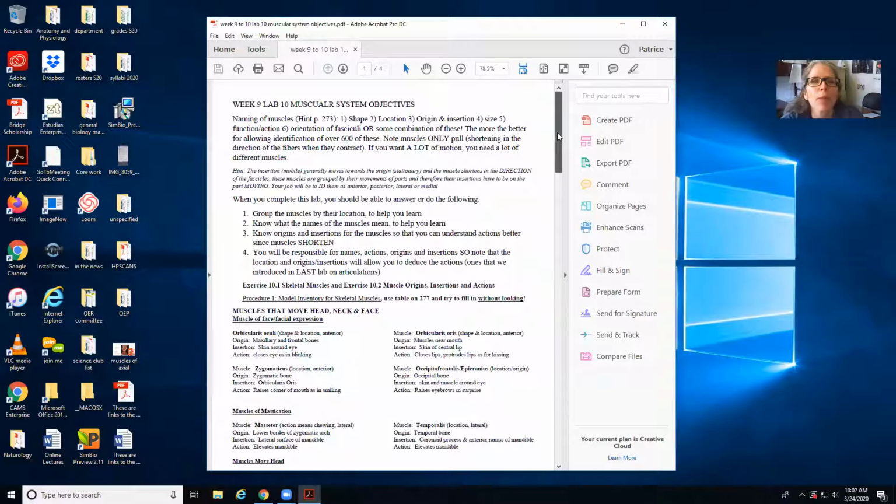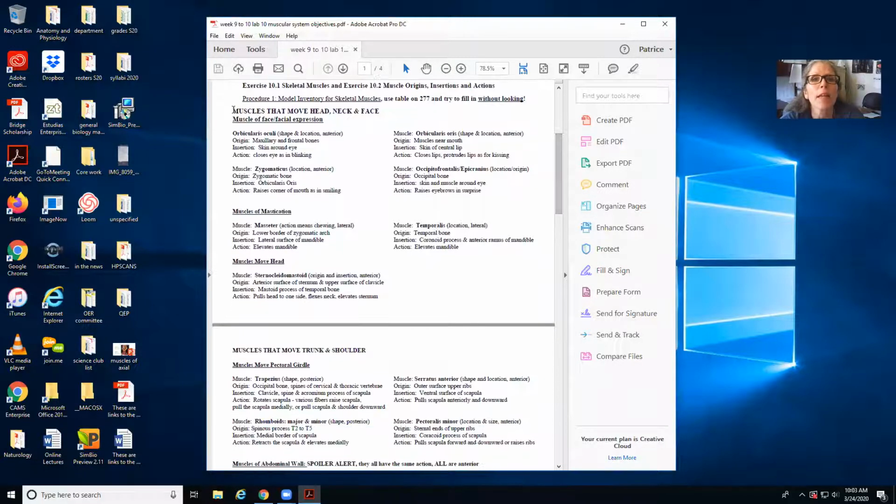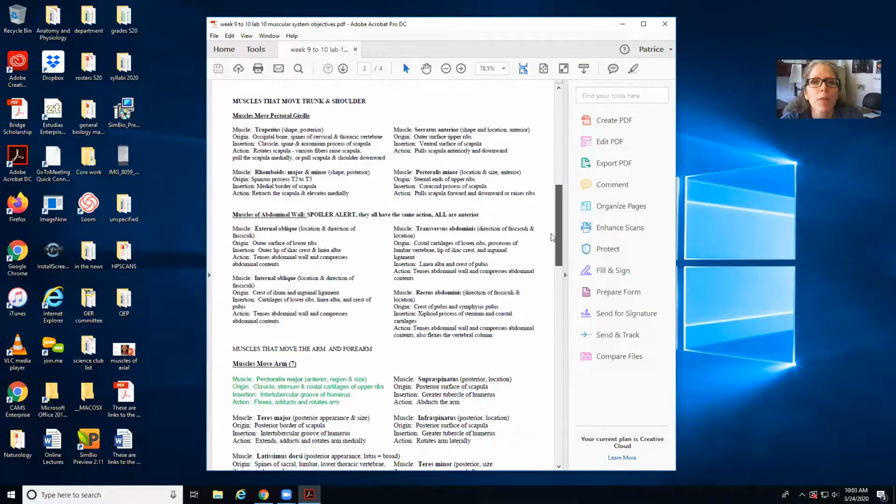So I'm back to our objectives page. Hopefully, again, admit all, sorry. And back to our objectives page. Let me close that down. And to remind you that what we want to try to go through today is muscles that move the head, neck, and face, and muscles that move the trunk and shoulder.